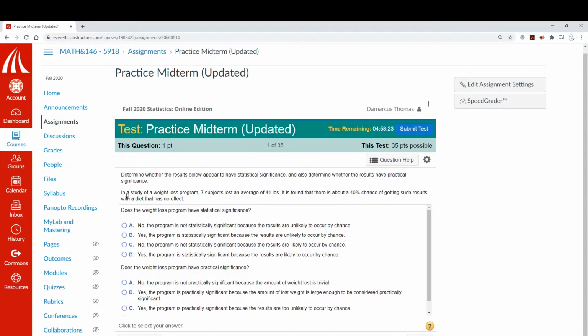So first things first, it says, in a study of a weight loss program, 7 subjects lost an average of 41 pounds. Now, that sounds extremely significant. I mean, they were in the weight loss program, and as a result, the average weight loss was 41 pounds. Now, they also say it is found that there is about a 40% chance of getting such results with a diet that has no effect.